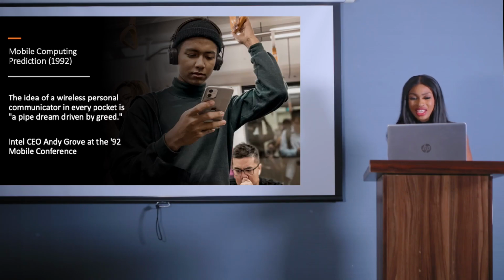But in 1992, he made a prediction about mobile phones. And he said, the idea of a wireless personal communicator in every pocket is a pipe dream driven by greed.